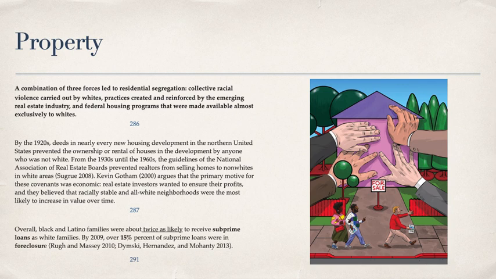Let's look at property. A combination of three forces led to residential segregation: collective racial violence carried out by whites, practices created and reinforced by the emerging real estate industry, and federal housing programs that were made available almost exclusively to whites. Another example is subprime loans, which were dangerous, risky loans that were given to people of color. In 2019, over 15% of subprime loans were in foreclosure. That not only affects where they live, but also their community.